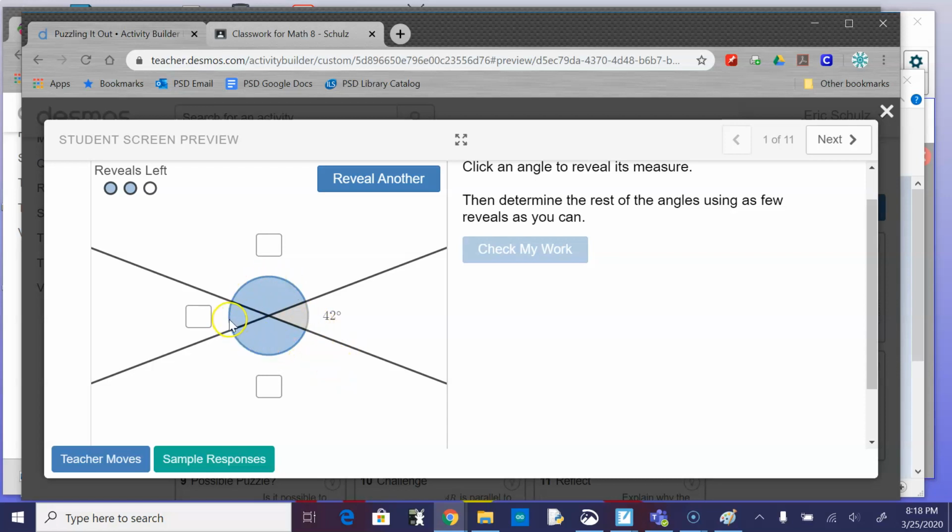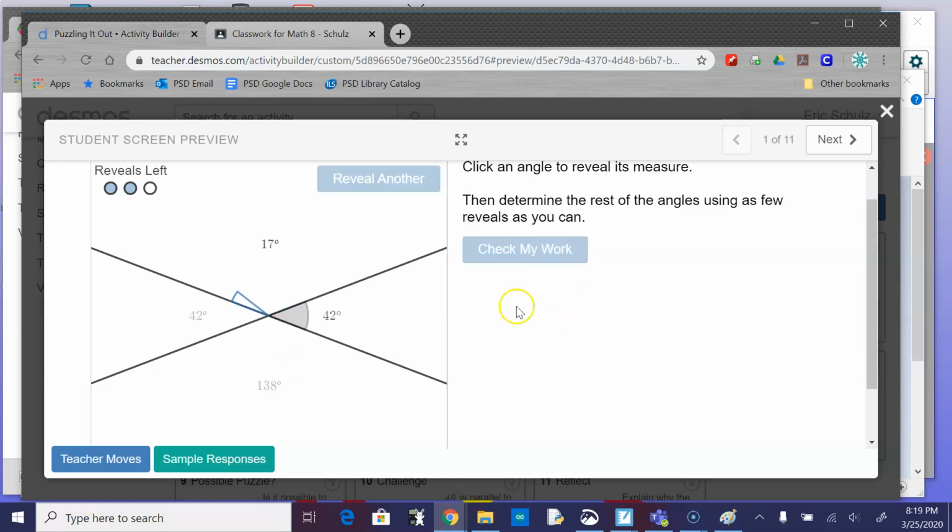Well, if you remember, two angles that are across from each other are called vertical angles. And so those are congruent. That angle measure would be 42. These two angles that are next to each other along a straight line are called supplementary angles. Those add up to 180. So 180 minus 42, I believe, is 138. And then these two angles are across from each other. So that's also vertical, and that's 138.